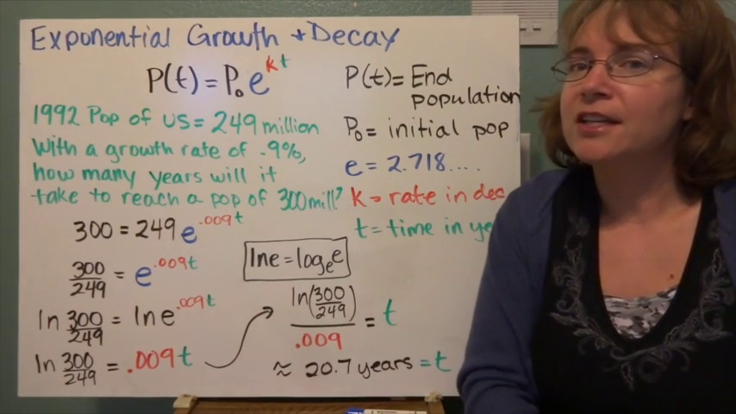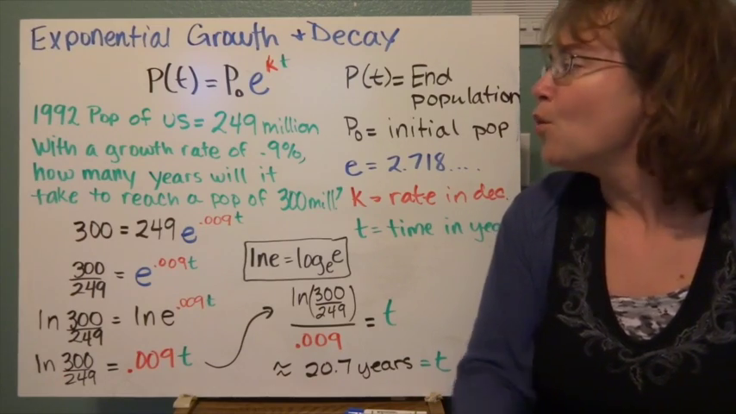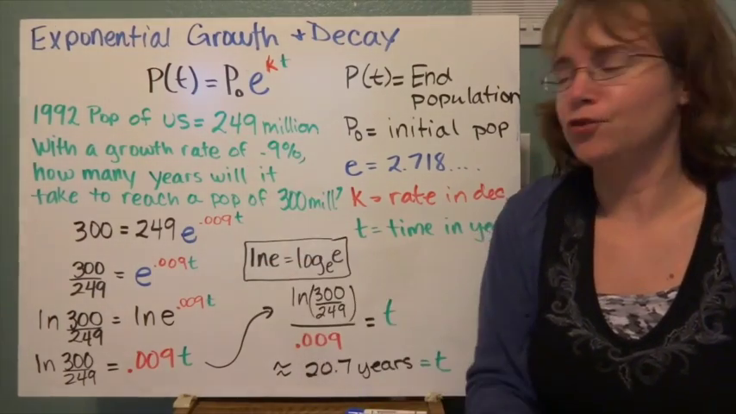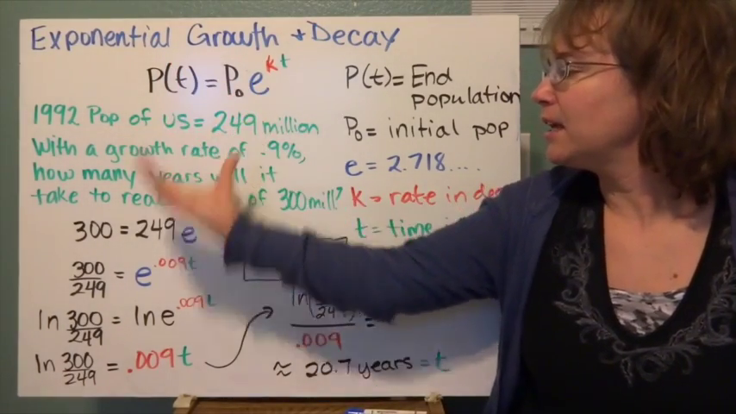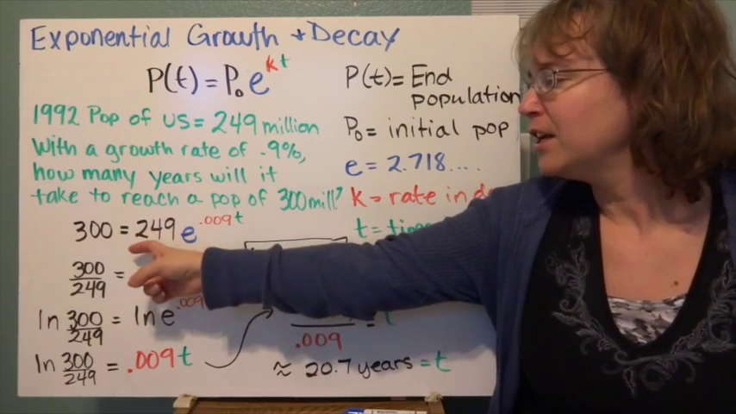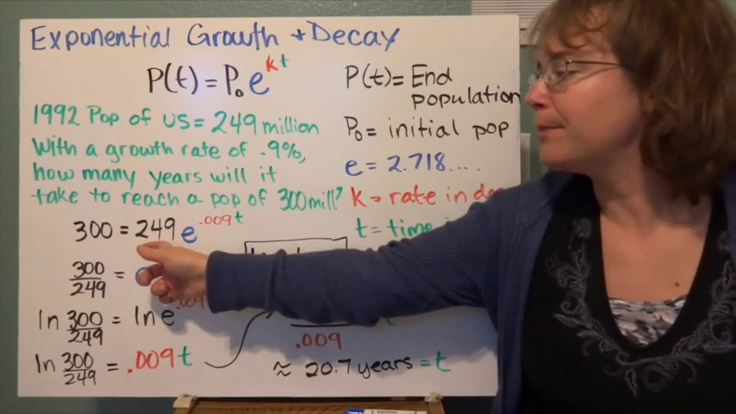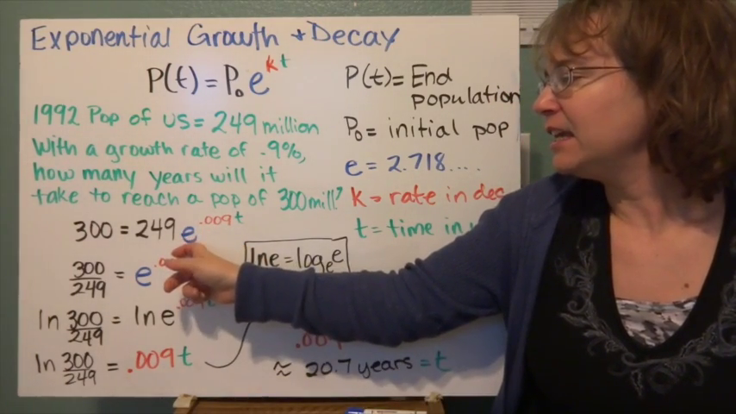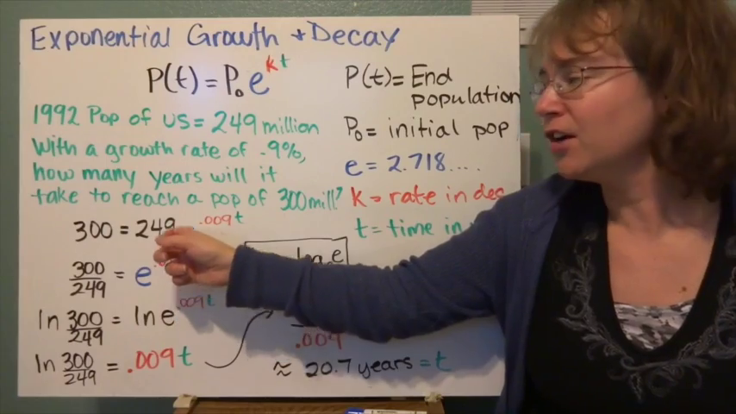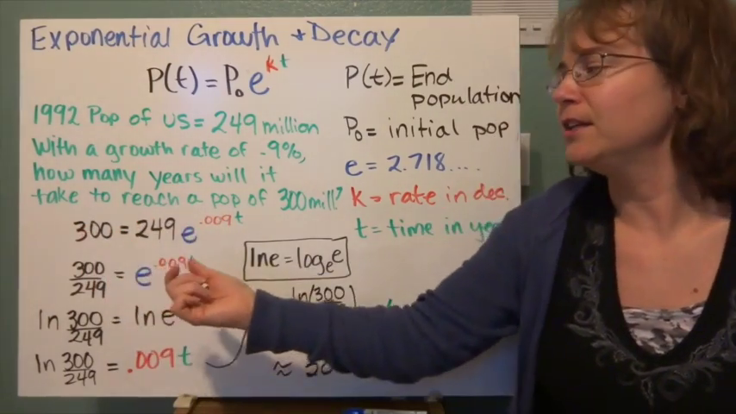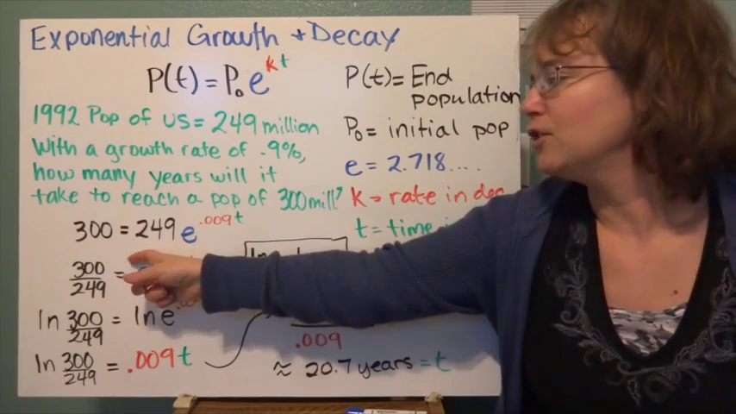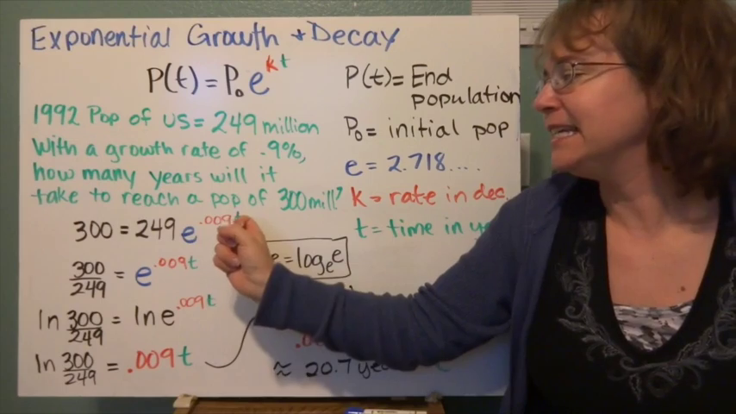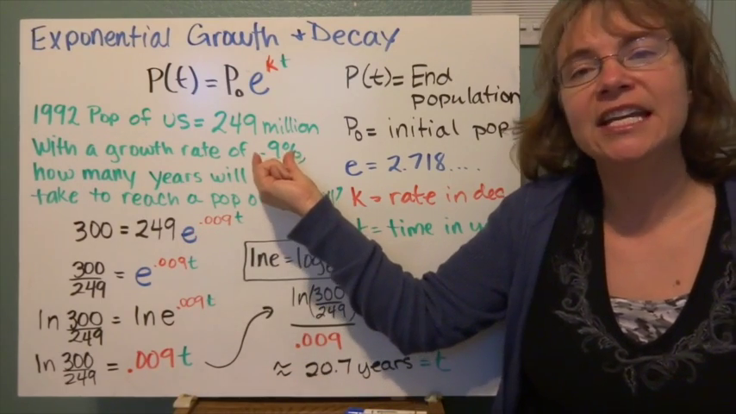You can imagine scientists and community planners would want to know this kind of thing if they're planning a community and base it on a certain rate. So you just set up the equation where you have 249 as your initial population. You want to end with 300 million. And then we have e, and the reason we don't have to put million here is because if we divide both sides by a million, we'll end up with just 300 and 249. e to the 0.009t.